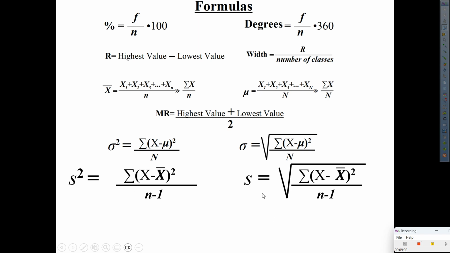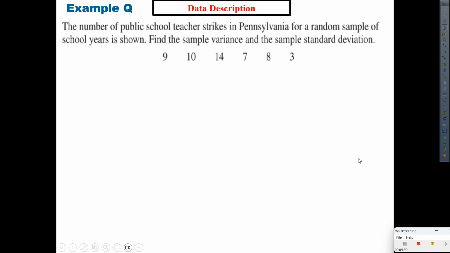So once again, the sample formula is the same thing as the population one, except for the n is what? N minus 1. All right? With that said, let's go to our first problem, example Q. Copy that data on your paper, please.